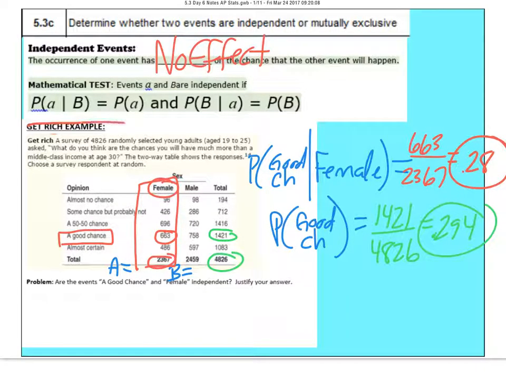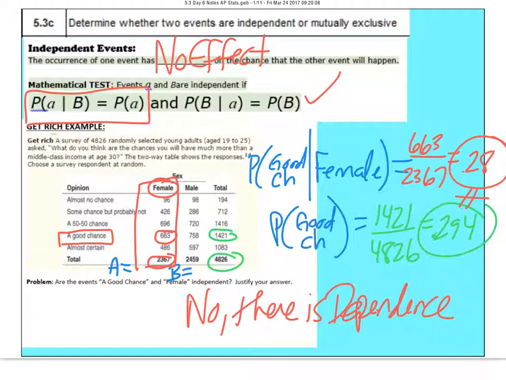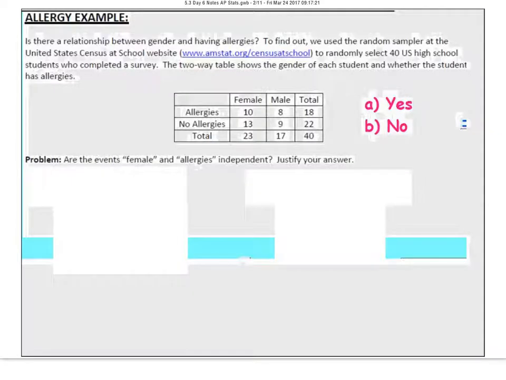Now, because I did the first part of this formula and the two do not equal each other, I do not even have to carry out the second part. So are these independent? No, there is dependence here. And that just means the event of me being female will impact whether I have a good chance or not. Let's look at this allergy example.